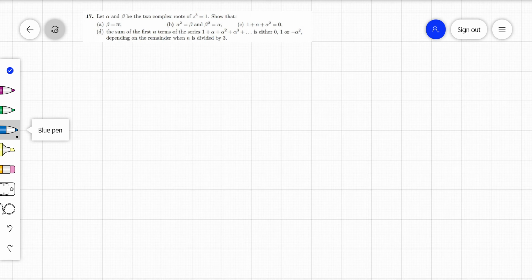Okay, for z cubed equals 1, we know that there must be 3 roots, and all the coefficients are real. There's no complex coefficients in that polynomial. So we know complex roots have to come in conjugate pairs.